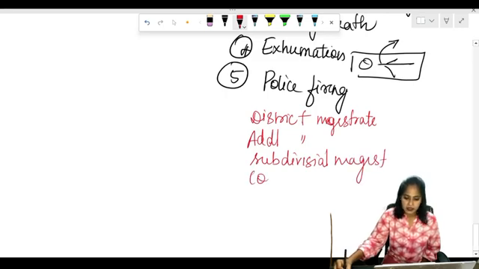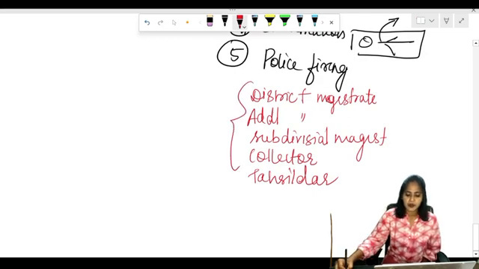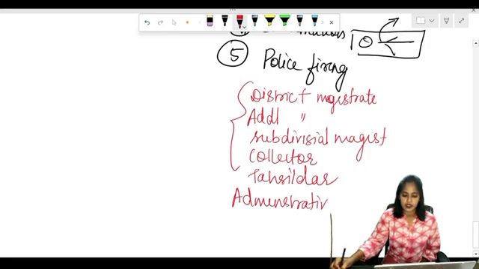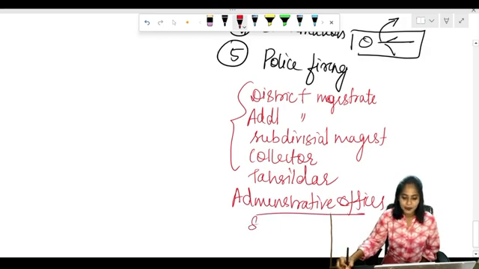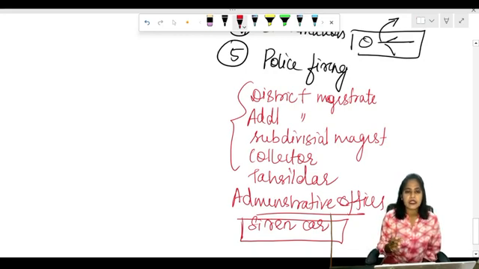It could be a collector, tahsildar. So simply, these people are administrative officials. Siren cars, you remember like that. The siren car people are these executive magistrates. So these people would have passed through the civil service and they get these posts. So they are executive magistrates.